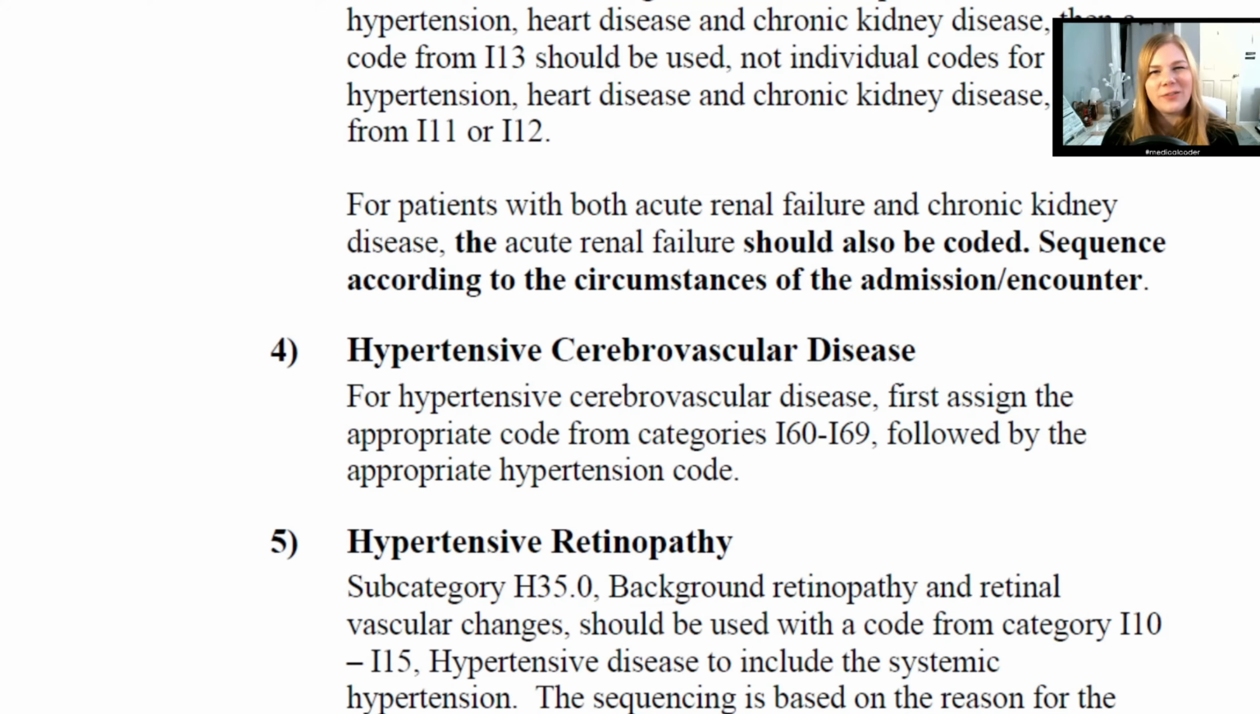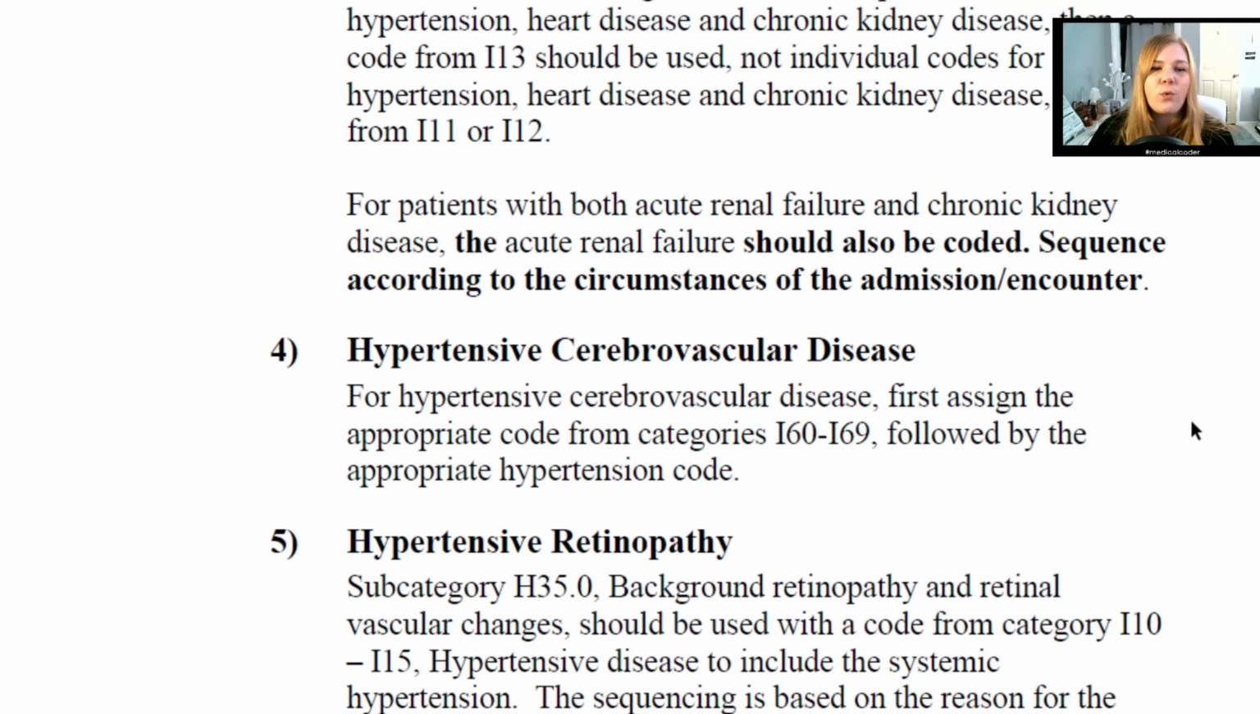The codes in category I13, hypertensive heart and chronic kidney disease, are combination codes. So that includes the I11 and I12 codes. You would not code those in addition to I13. If a patient has hypertension, heart disease, and chronic kidney disease, then you code from I13 and don't use those individual codes for hypertension, heart disease, and chronic kidney disease.